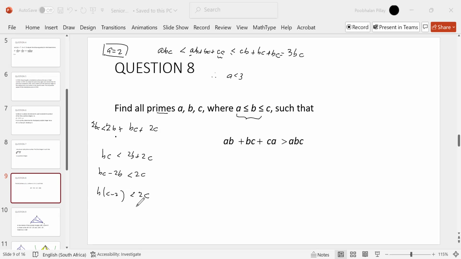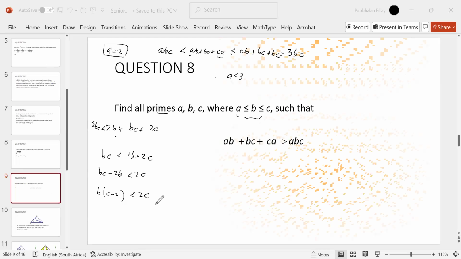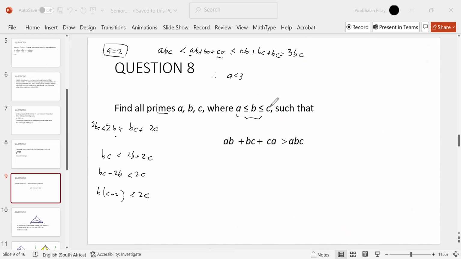Okay, now we got this. Now, the way to do this, let's see now, we have to try different values for C. Make C equal to, say, C equal to 2. Now A is 2 and C is equal to 2. That means B is also equal to 2, right? Because this is 2 and there is 2. B is in between. It has to be 2.